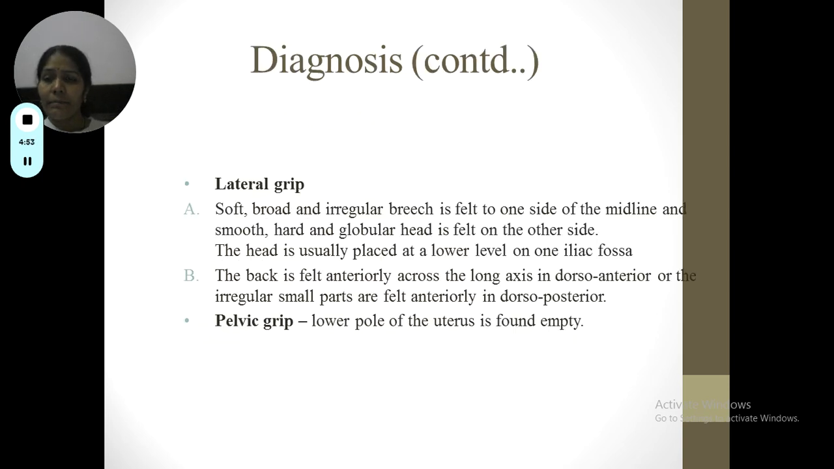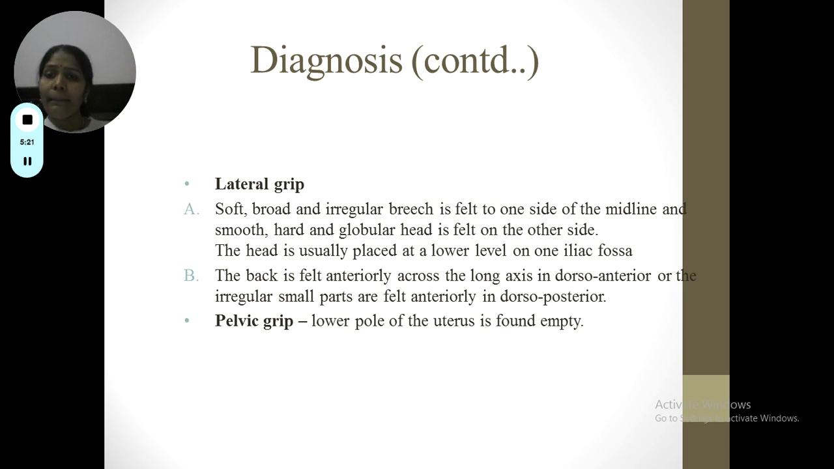On lateral grips, on one side we can find a soft, broad, and irregular breech felt on one side of the midline, and on the other side we can palpate a smooth, hard, globular head. The head is usually placed at a lower level than that of the breech, on one side of the iliac fossa, that is, on the lateral ribs.